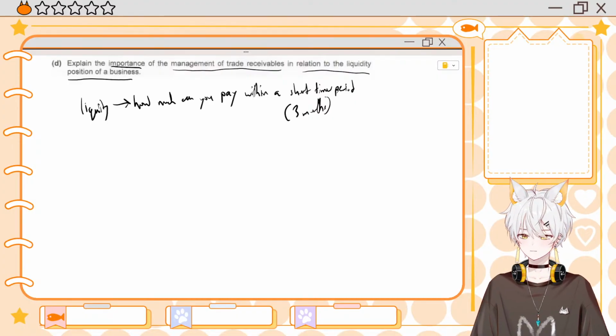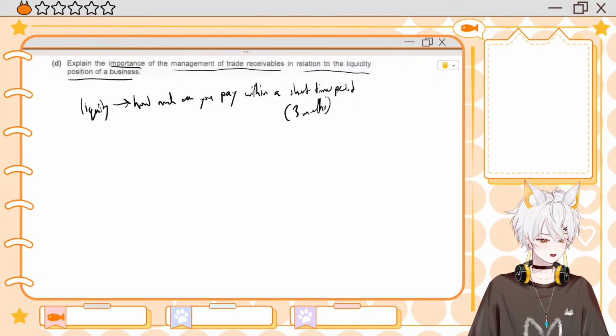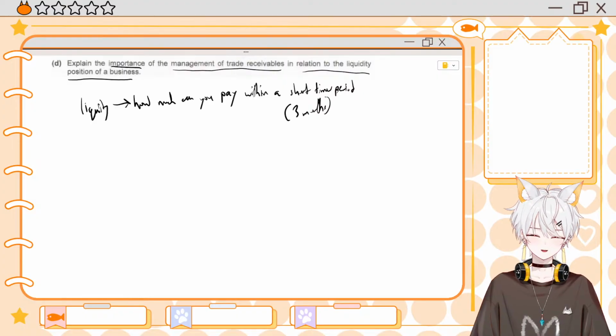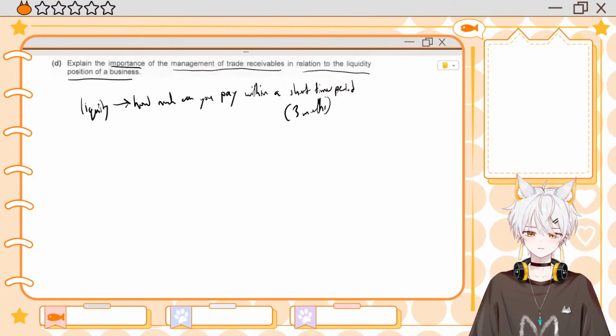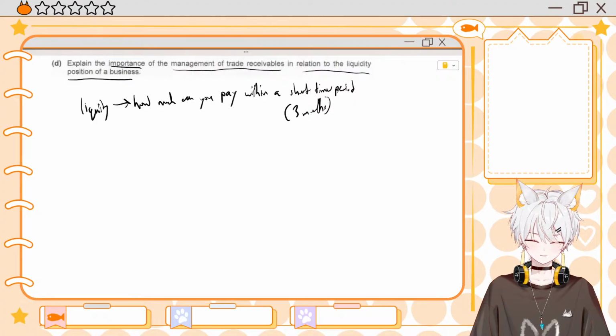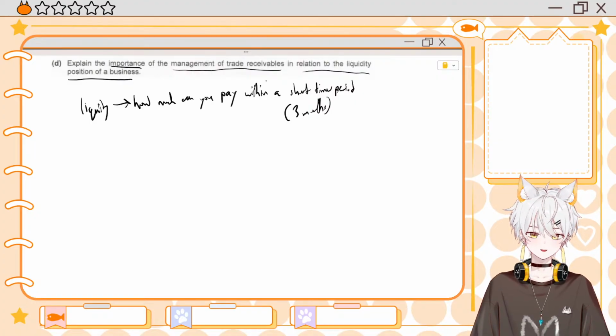So that is the layman terms. If you want the technical terms, you can feel free to Google it. For me, I don't like dealing with technical terms too much. This is more for you to understand what it is. So, right. Next is liquidity. So why is managing this important?